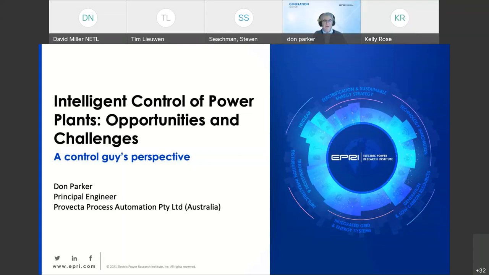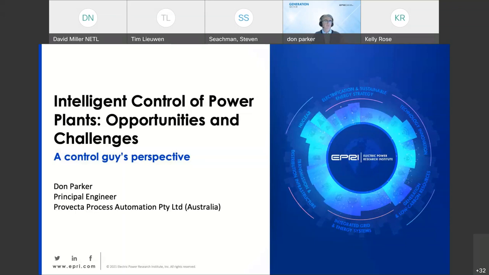Now, I want to take a slightly different perspective, perhaps a user's perspective, of looking at intelligent control of power plants. How are we going to deploy and integrate these capabilities? So I'm looking at opportunities and challenges, and I think what you'll find is that I'll be picking up on some of the opportunities people have already spoken of, and some of the aspects of integrating those into the power plant.